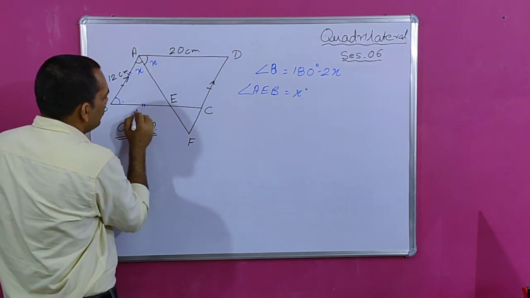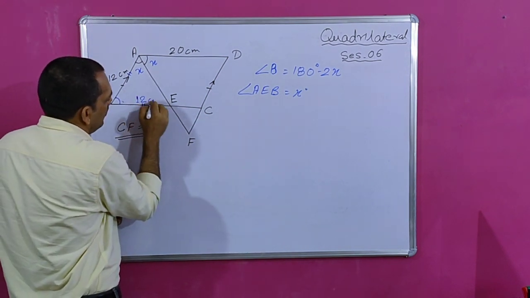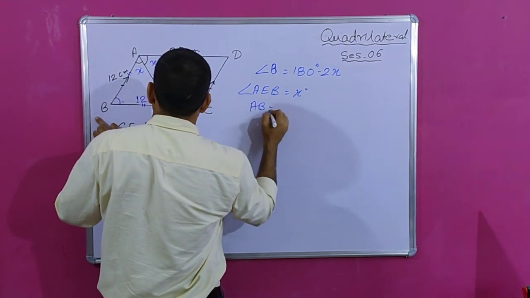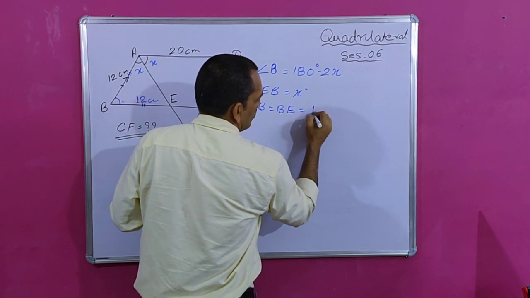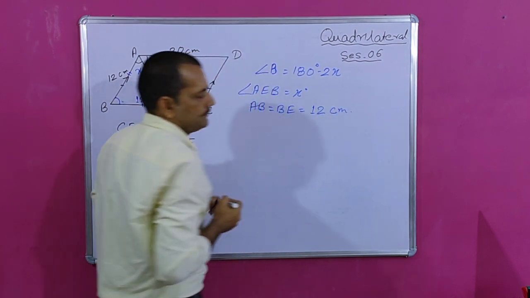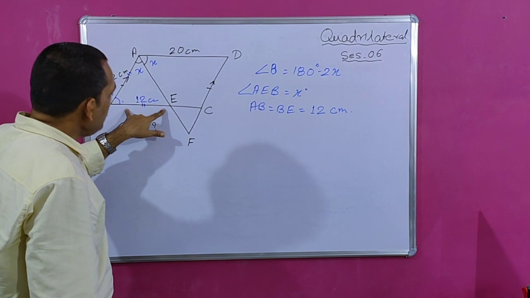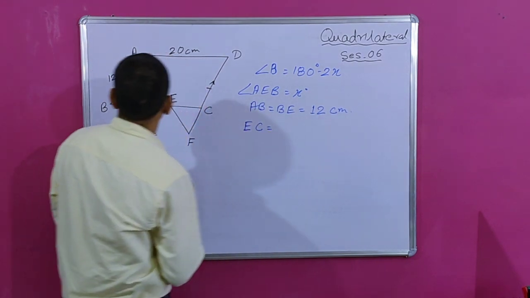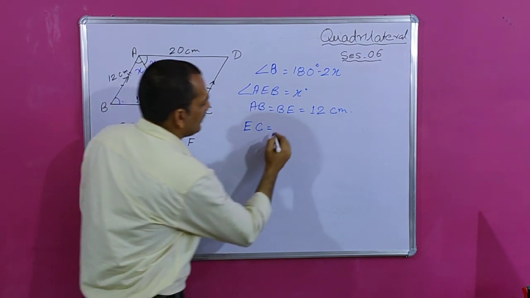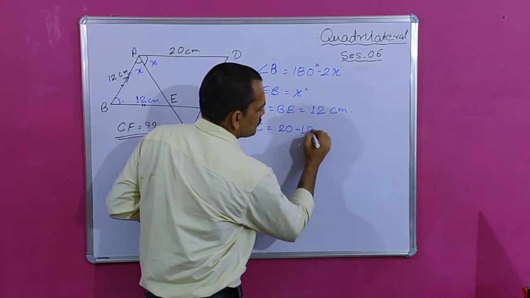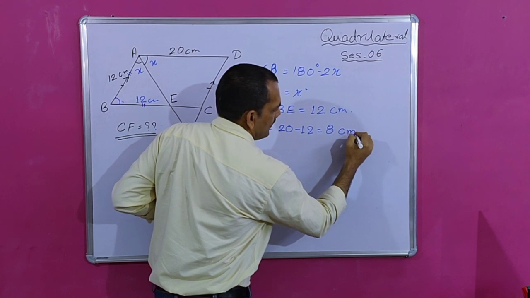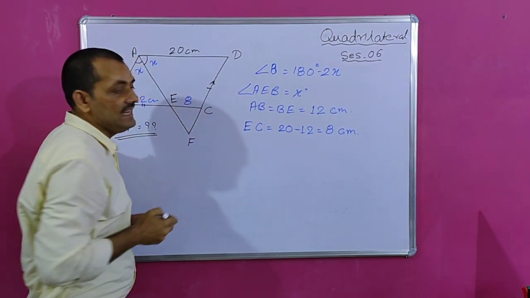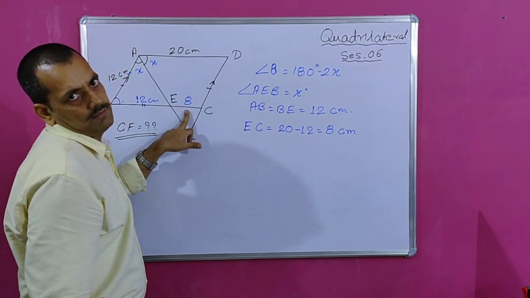So if this is 12, AB equals BE equals 12 centimeter. If BE is 12, then what is EC? Total is 20. So automatically EC is 20 minus 12, which is 8 centimeter. So far we have got the value of EC as 8 centimeter.